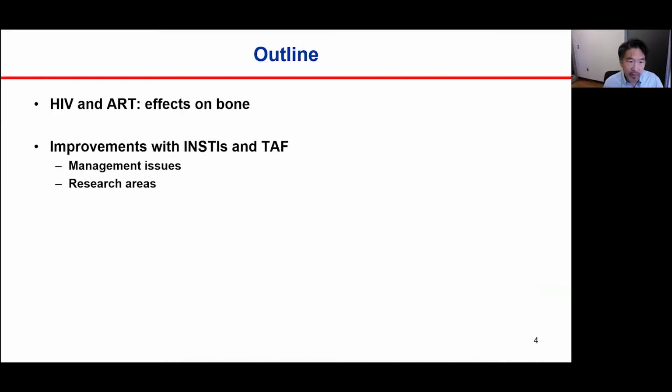Today, we're going to talk about the effects of HIV and antiretroviral therapy on bone. I'm going to talk about the improvements that we've seen with the introduction of integrase inhibitors and tenofovir alafenamide fumarate on bone health. And then we'll talk about remaining management issues as well as research areas.